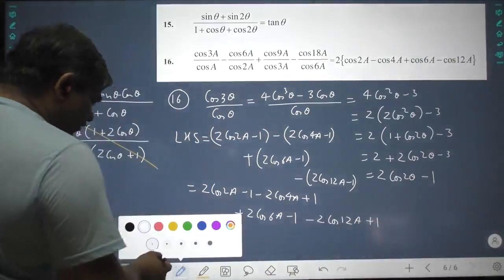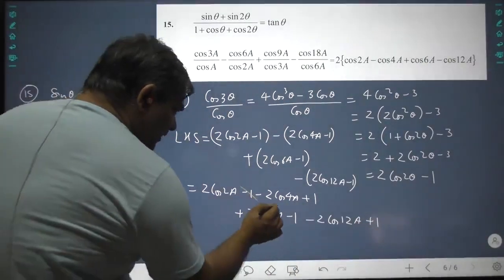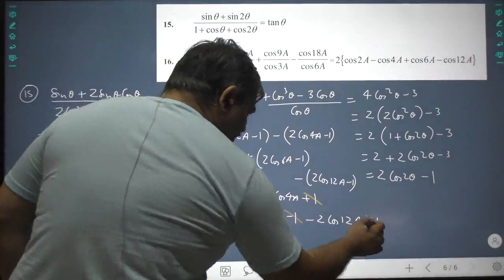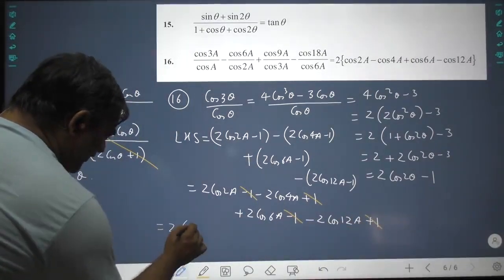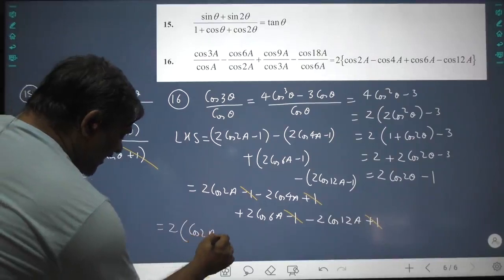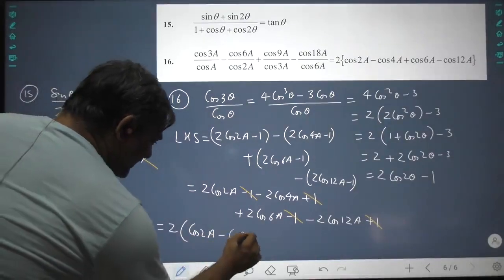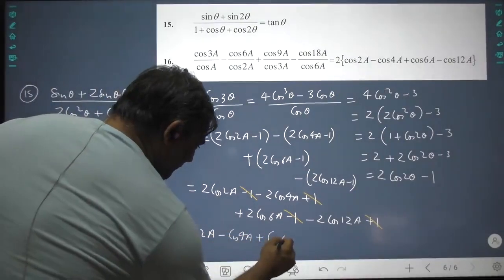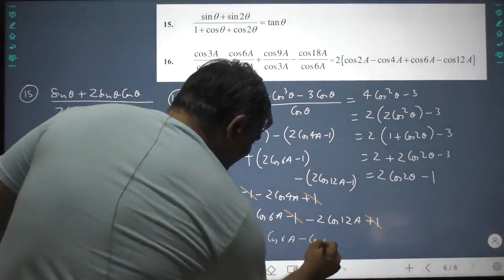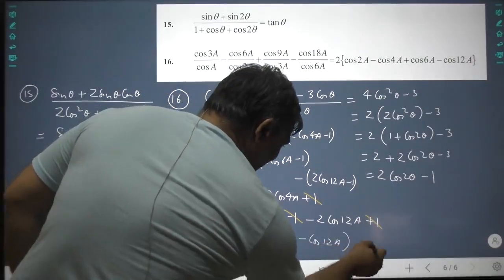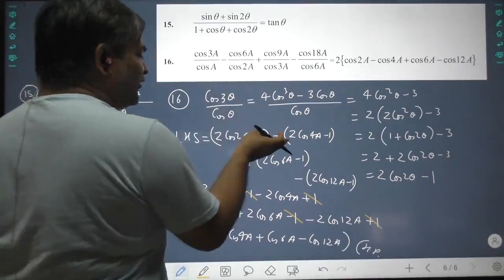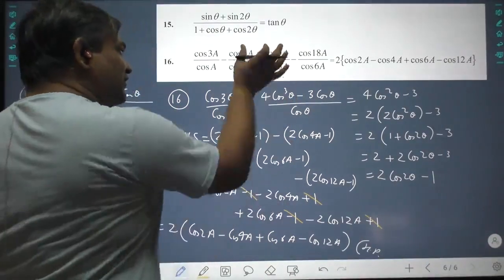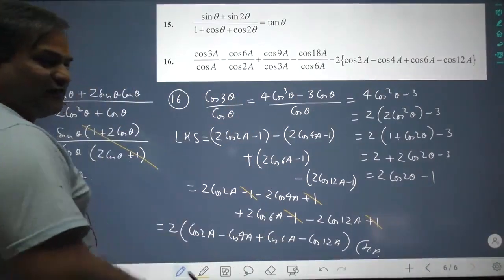The twinkle is going to help, and we can say minus 1 plus, take 2 common. This is manipulation, and this only happens in math: writing down the same thing in many ways. Hence proved. See, this is equal to this also. This is equal to this also. Please copy down.